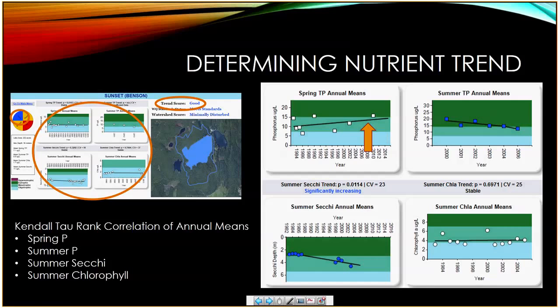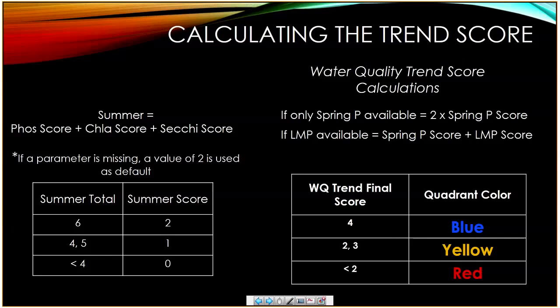So based on that information, we actually assign a score to each of these 4 data sets. The 4 data sets then are processed one step further to get what we call a score. In the case of the summer data, we add the score for phosphorus, chlorophyll, and Secchi all together, and then the outcome is ranked on a scale of 0 to 2. That score is added together with spring phosphorus to create what we call the final trend score. For those lakes that don't have lay monitors on them, we will use twice the spring P score to balance that out properly.